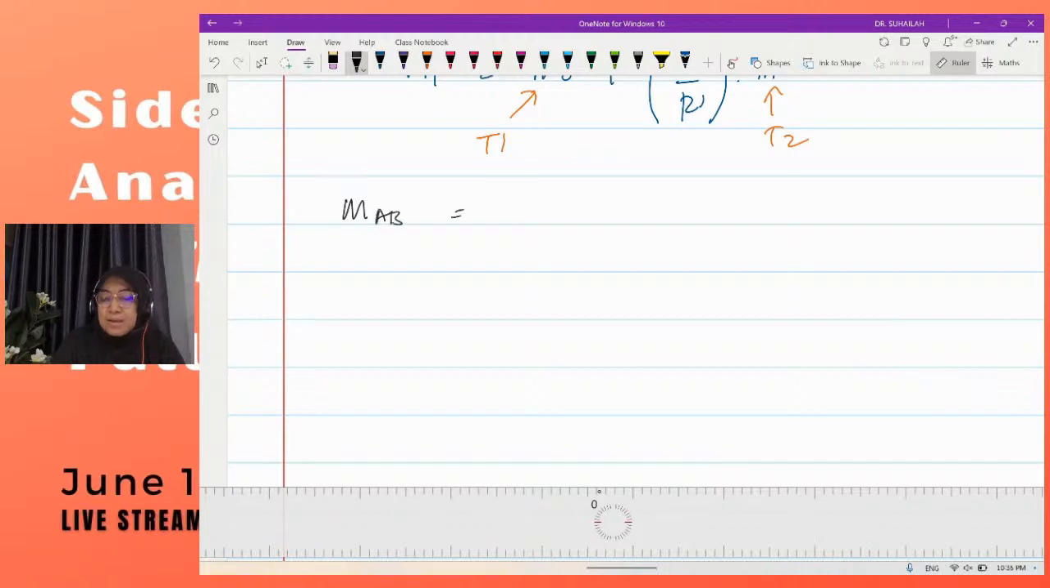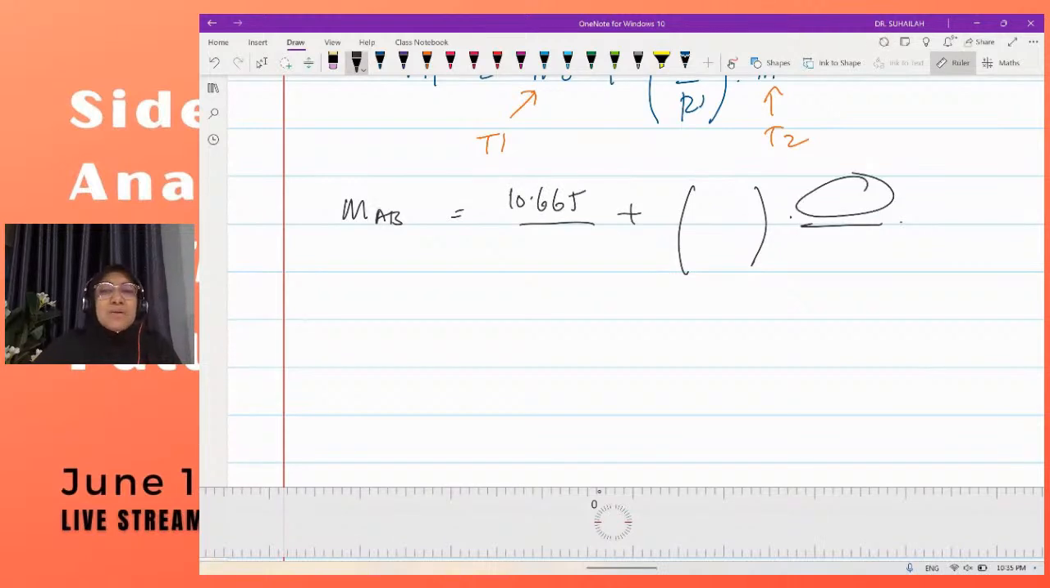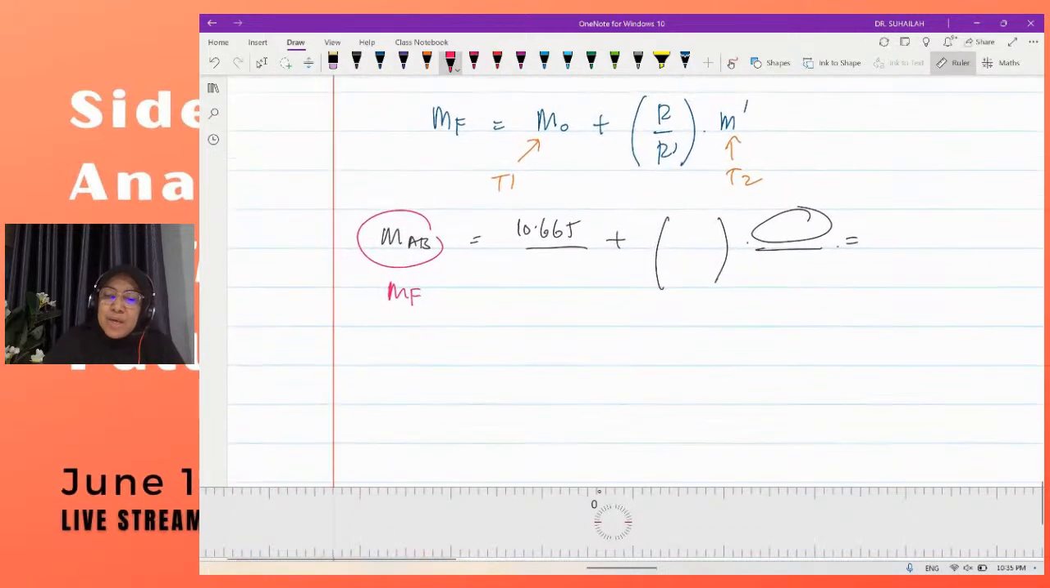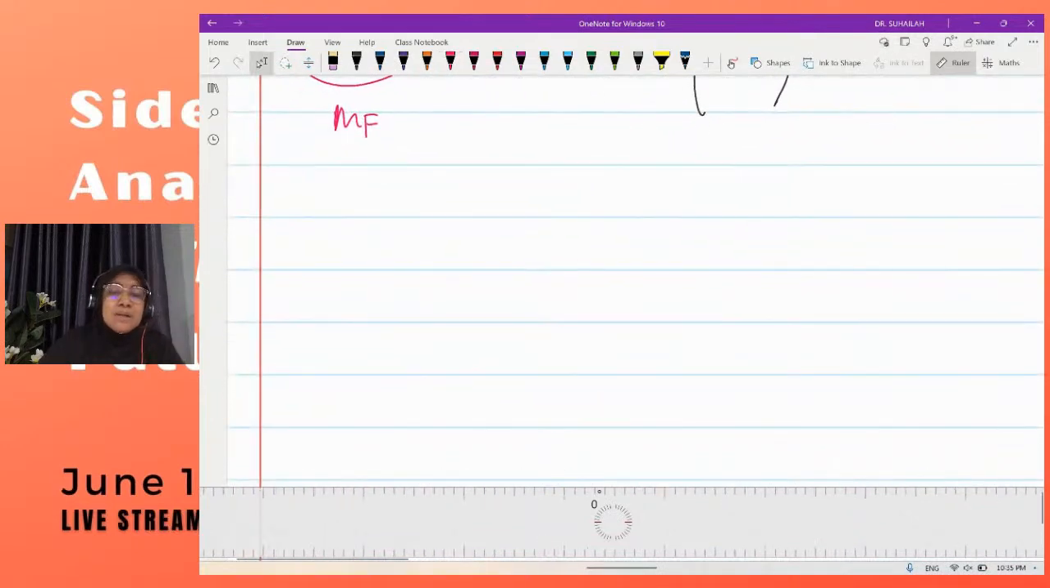For AB, the value is 10.665, plus R times the value, so plus this value. Okay, so you will get MAB. So this MAB is M final. Or if you want, you can also summarize in a table.